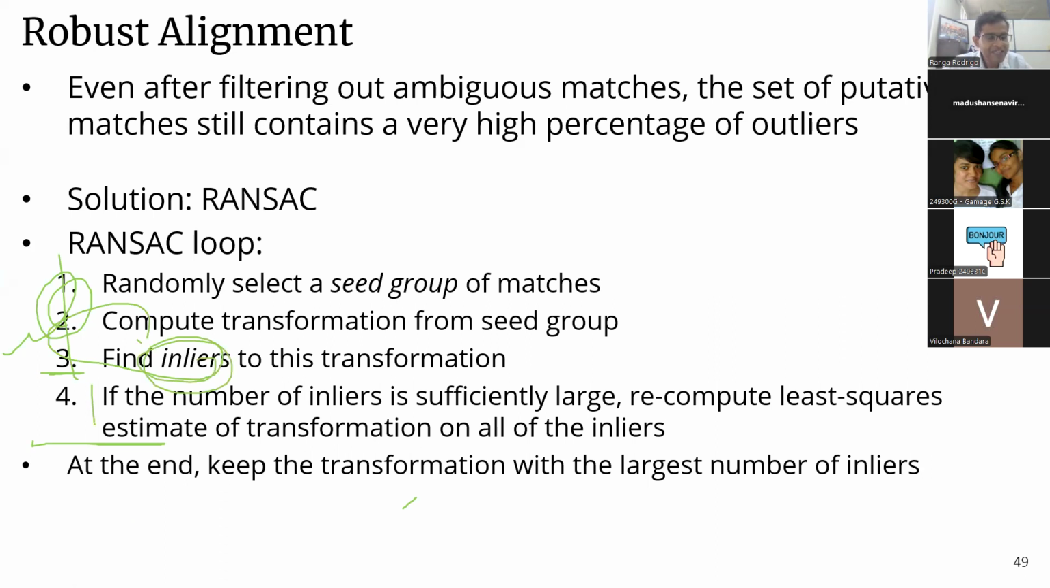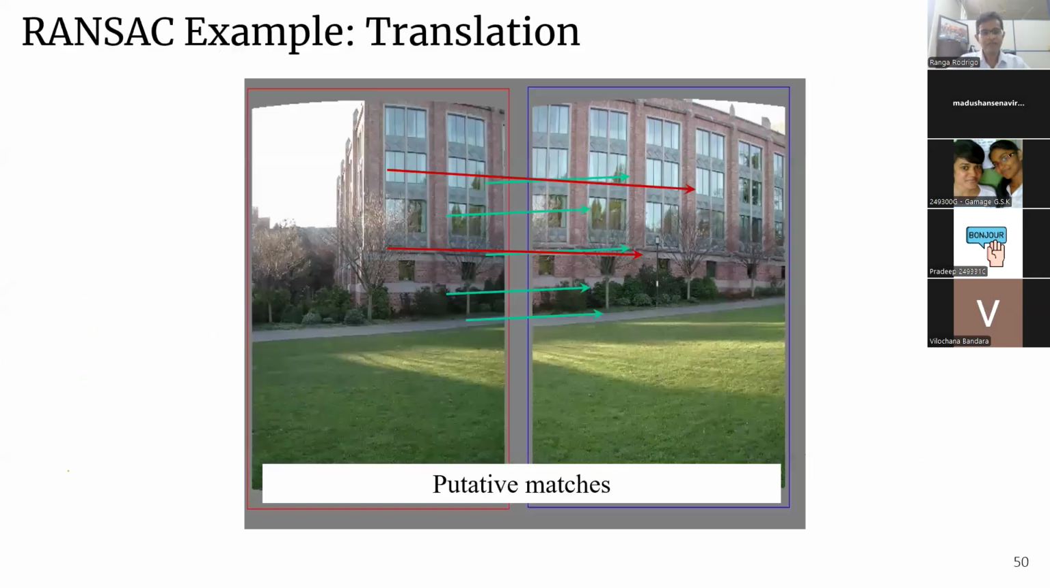If the number of inliers is sufficiently large, recompute the least squares estimate of the transformation on all inliers. At the end, keep the transformation with the largest number of inliers. This is the RANSAC loop. So here is a pictorial review of the RANSAC loop.